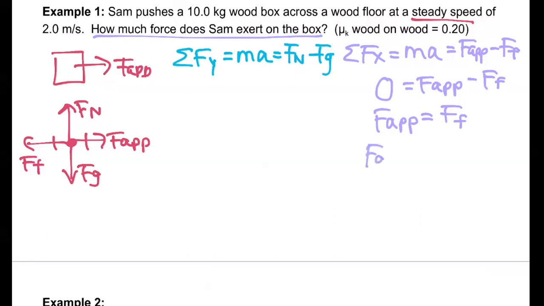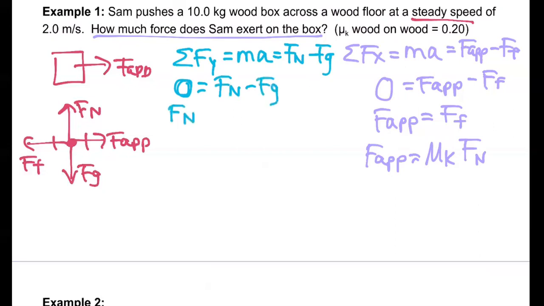So force applied equals, and we're going to substitute in our equation, kinetic friction, coefficient of kinetic friction times force normal. But now we need to solve for force normal. So we're going to use our vertical side. Now in the vertical direction, we don't have an object accelerating off the ground, so it's going to be 0, which gives me force normal minus force gravity.